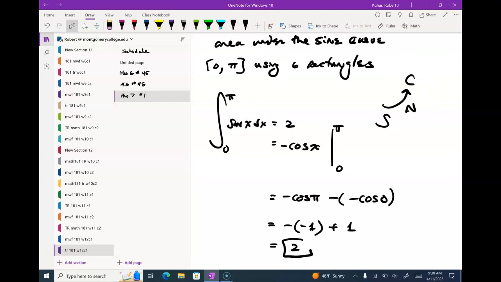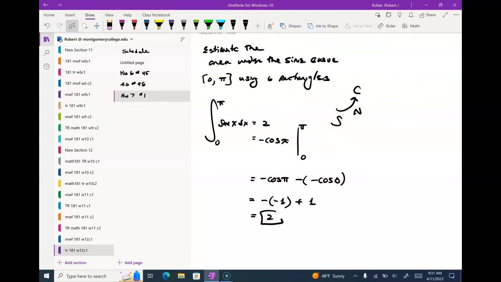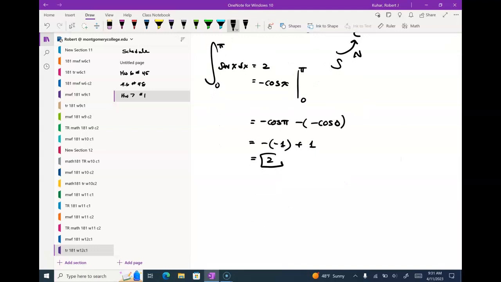And I think when we did it with 4 rectangles, I kind of remember we got, anybody have that in their notes? When I estimated the area of sine from 0 to pi with 4 rectangles, about 1.85, was it? Anybody have it? Probably last Tuesday or Thursday. 1.9, thank you. But today we should get a better estimate, right?